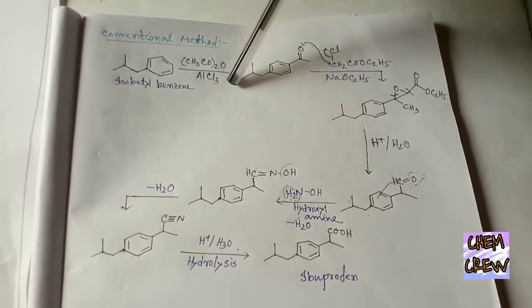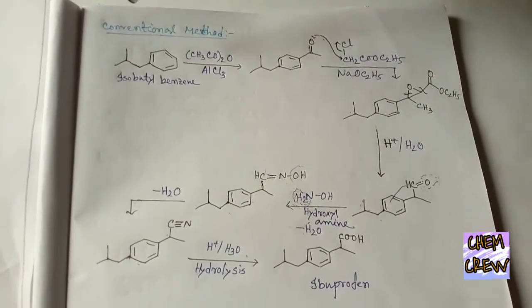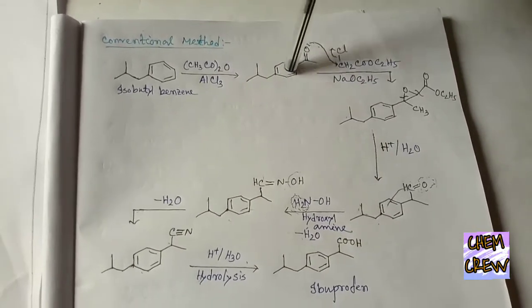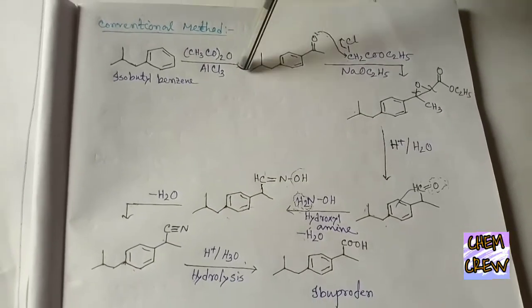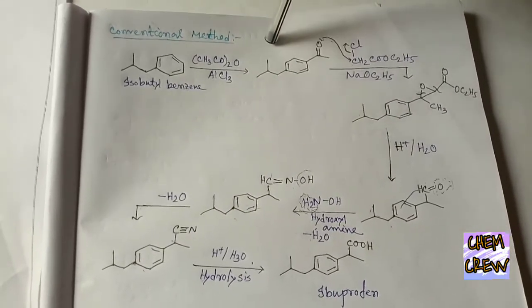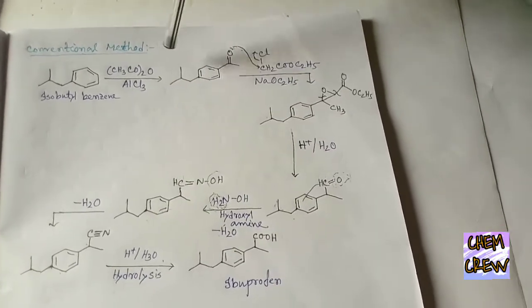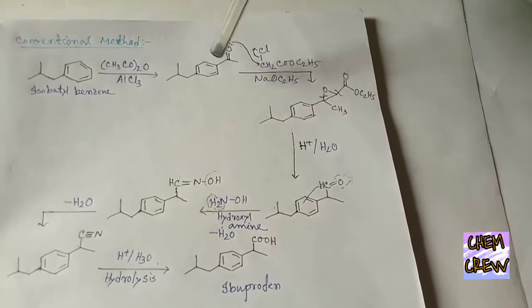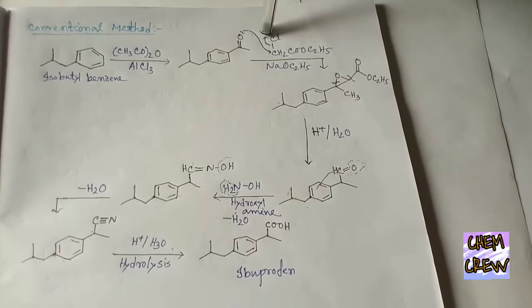AlCl3. This is the well-known Friedel-Crafts reaction, and the purpose of this reaction is to introduce the acyl group in the benzene ring. As the isobutyl group is para-directing in nature, the acyl group is introduced at the para position with respect to the isobutyl group. Then this product is treated with ester of chloroacetic acid.